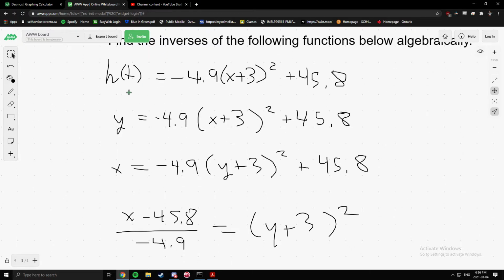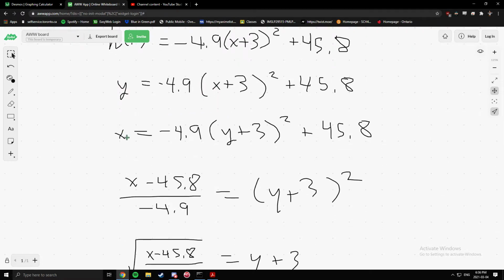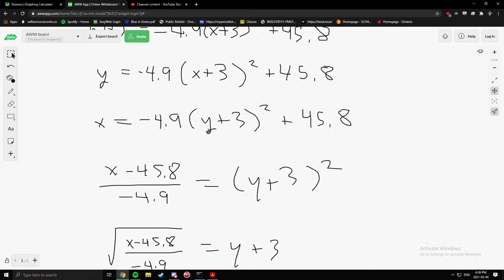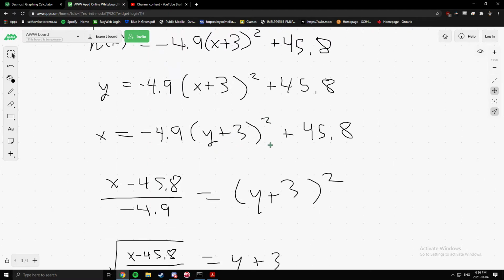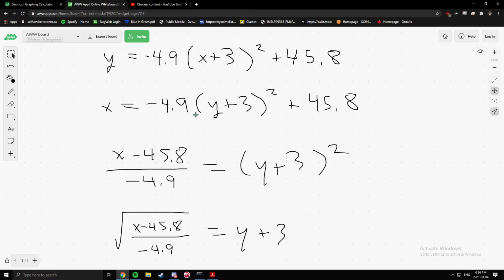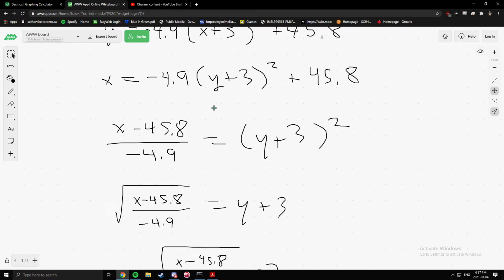First of all, we're going to set h of t to y, and then we're going to have x here. And then we're going to switch the position of these two variables. So we have x is equal to negative 4.9 times (y plus 3) squared plus 45.8. And then we're going to solve for y from here so that we get the opposite operations done on x to find our new coordinates.